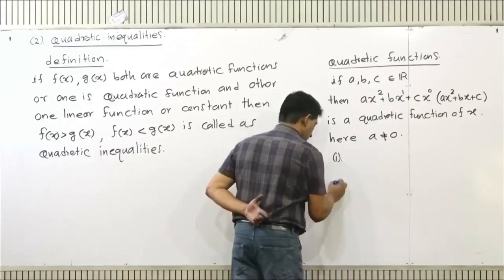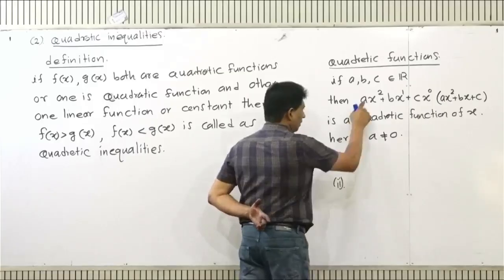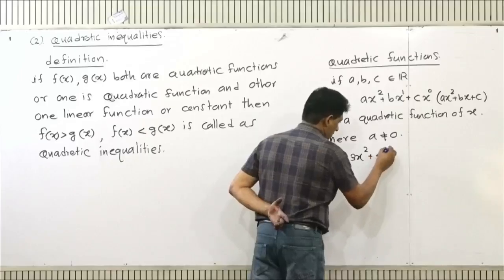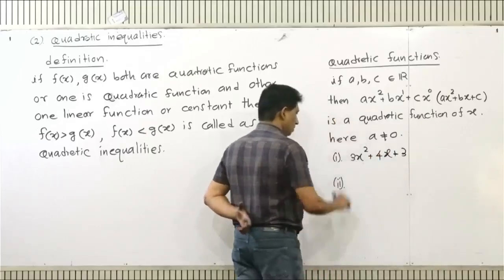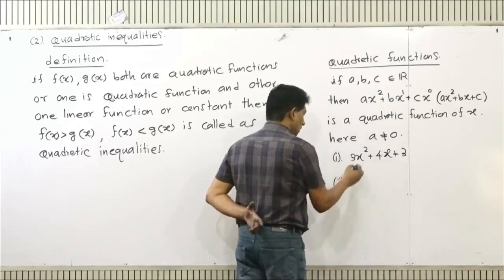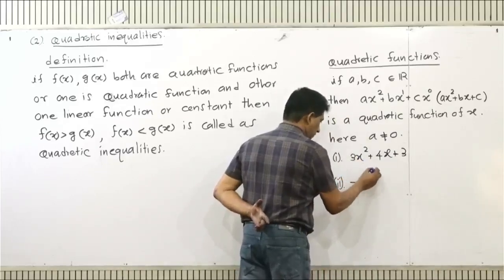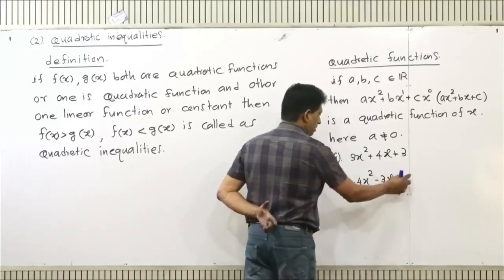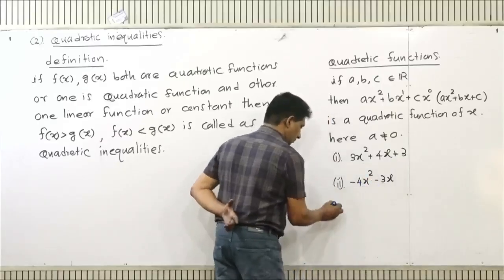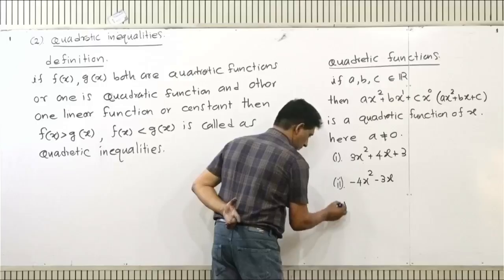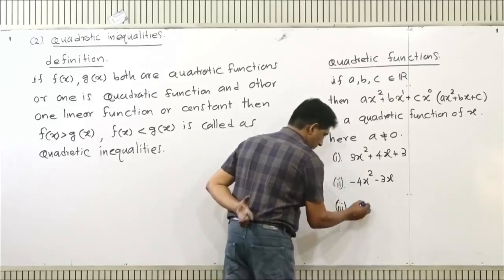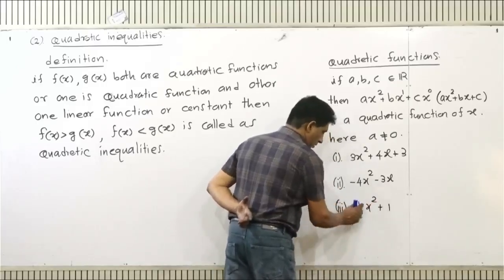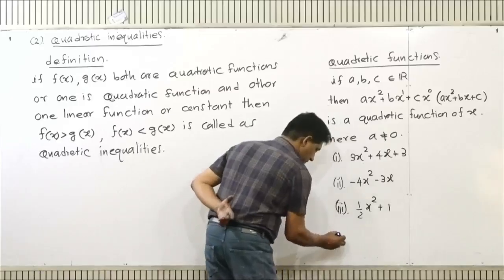Then we can take a few examples. If a is 3, then 3x squared. b is 4, 4x. If c is 3, 3. This is a quadratic function. If a is negative 4, b is negative 3, c is 0, then this is a quadratic function. If a is half, b is 0 and c is 1, then half into x squared plus 1.